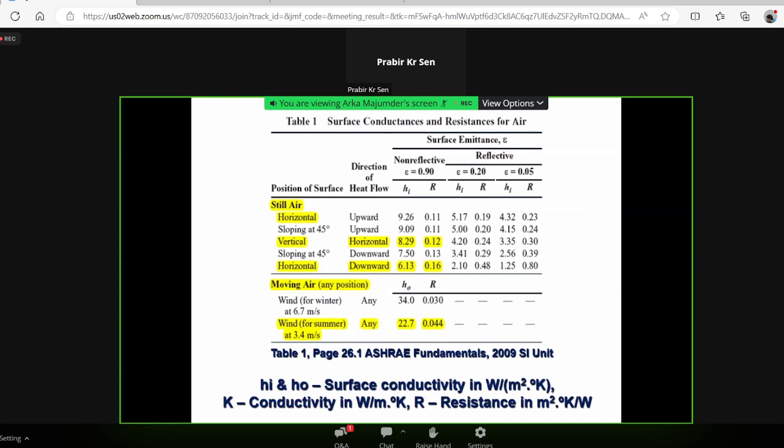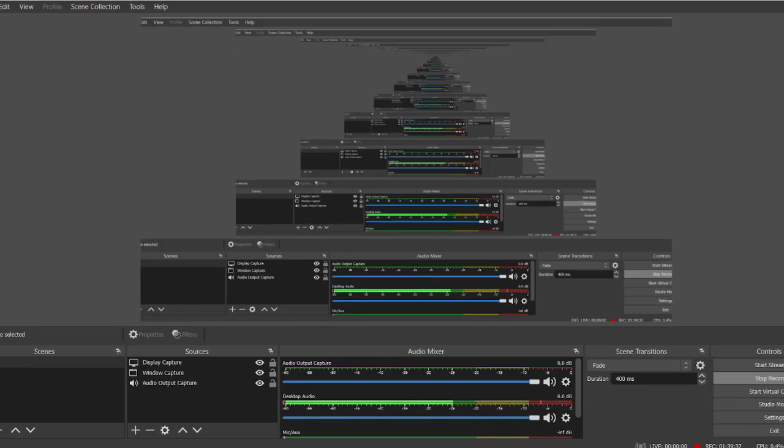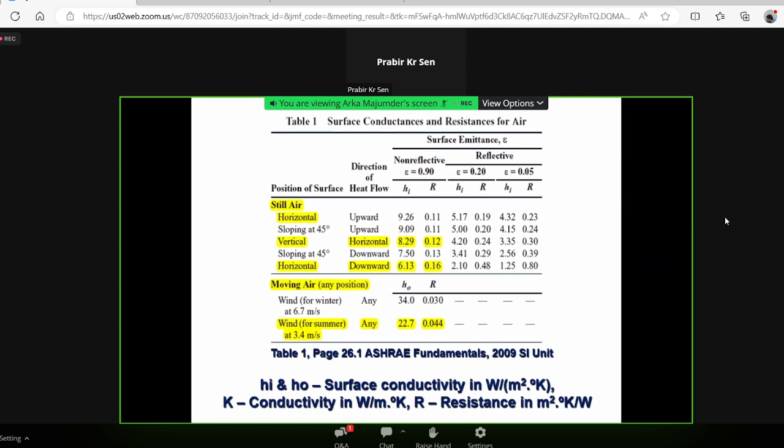Next. These are copied from the ISHRAE pages. This is how I have taken the R values. The wall is vertical, non-reflective, so the still air film is 0.12. So for the inside wall air film, I have taken resistance as 0.12. You have seen it in the previous slide.